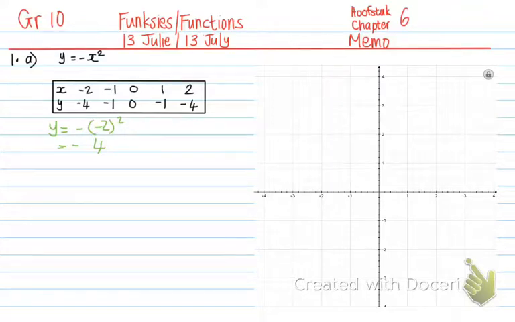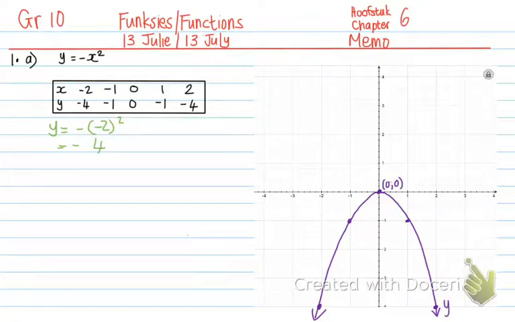Okay, so now I plot them: negative 2, negative 4; negative 1, negative 1; 0, 0; 1, negative 1; and 2, negative 4. I draw a curve, arrows at the ends, write down the coordinate of the intercept, and write down the equation.